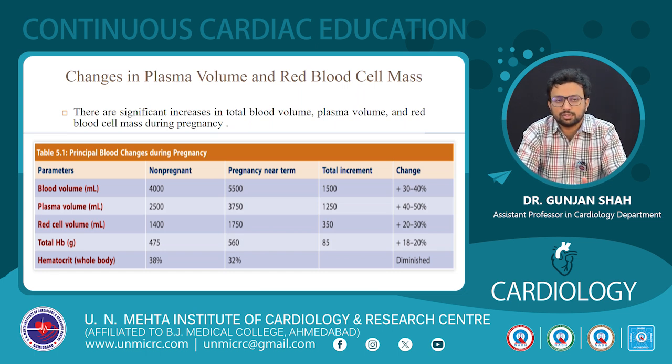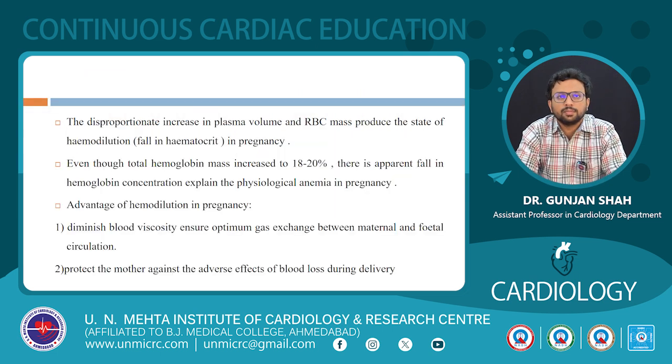There is an absolute increase in hemoglobin, but there is a relative decrease in hematocrit because of the greater increase in plasma volume. So there is relative hemodilution, which leads to decreased viscosity, which leads to effective uteroplacental circulation. The advantage of hemodilution in pregnancy is that the diminished blood viscosity causes optimum gas exchange between maternal and fetal circulation, and it protects the mother against the adverse effect of blood loss during delivery.